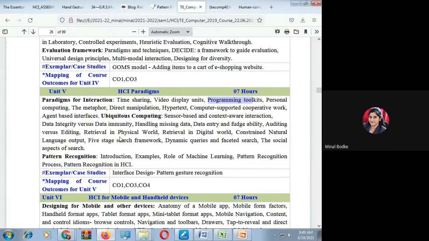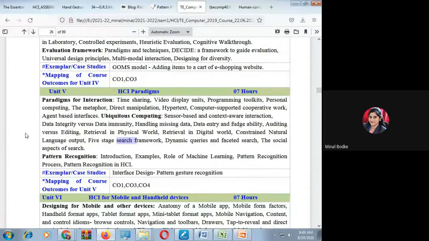The next is ubiquitous computing: what it actually is, what the purpose of it is, and what process to follow for it. In that we are going to see sensor based context awareness interaction. Now this part is not related to ubiquitous computing. Here you are going to learn data integrity versus data immunity, handling missing data, data entry, and auditing the data versus editing the data. It is related to information retrieval. Again in this you are going to study the 5 stage search framework, meaning how to search data in an information retrieval process.